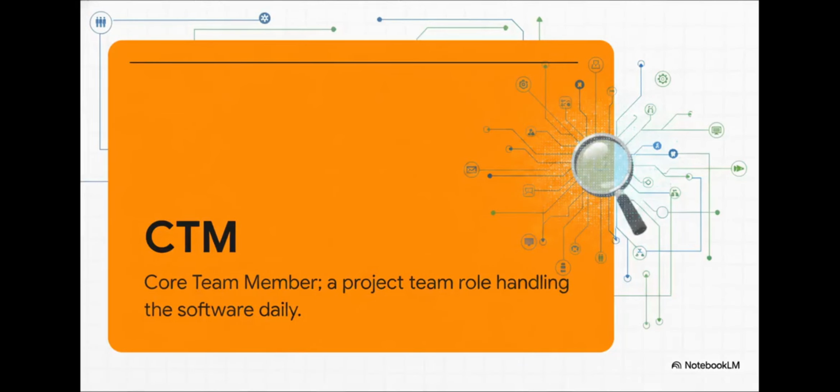But of course, a building is totally useless without people inside it, right? Enter the CTM, or Core Team Member. This introduces the crucial human element into our IT picture. A CTM is a specific project team role. These are the folks tasked with actively implementing, configuring, and managing this entire software ecosystem day in and day out to ensure it actually serves the business.